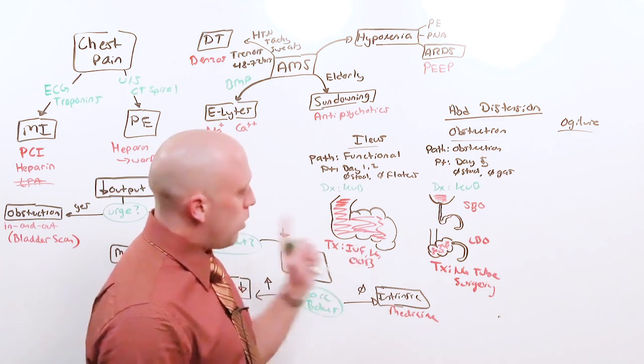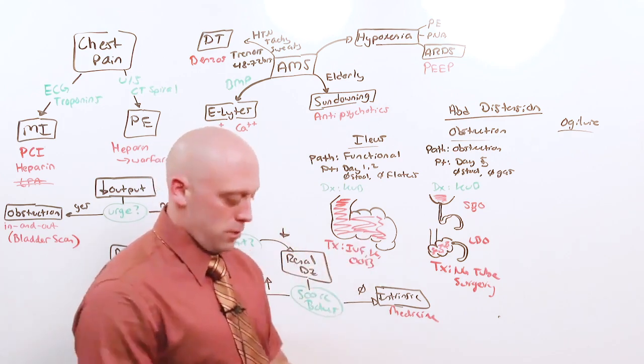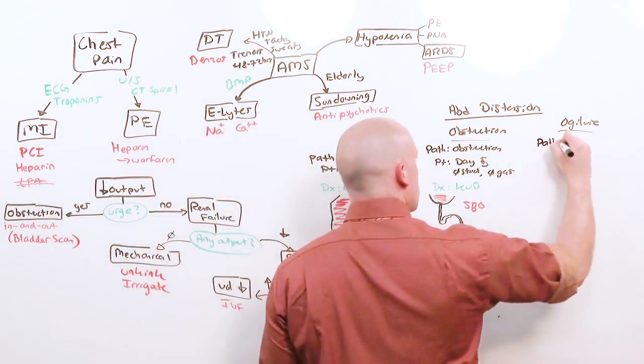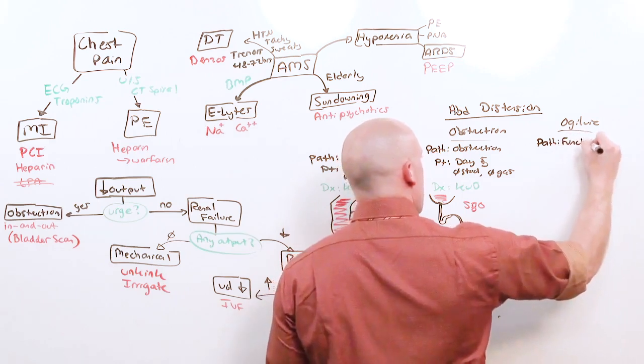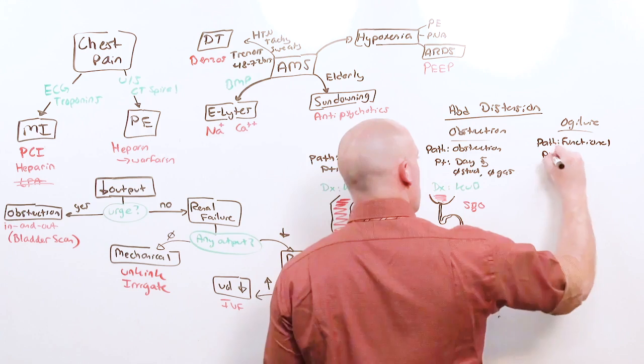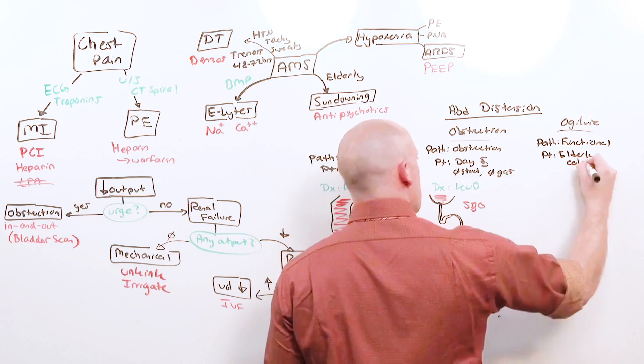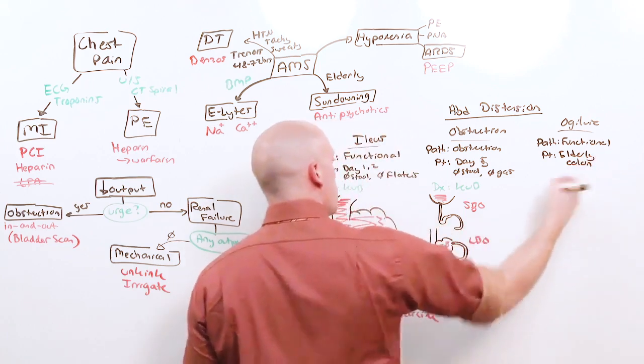And you have to compare these all against Ogilvie's syndrome. And Ogilvie's syndrome is a distractor because it is also functional, but it impacts only the colon and the elderly. It is a functional ileus of the elderly colon.